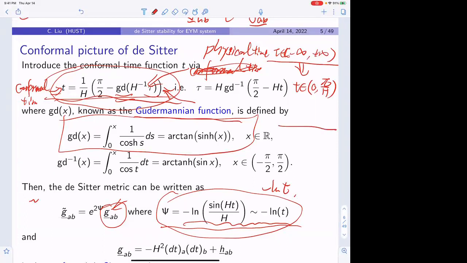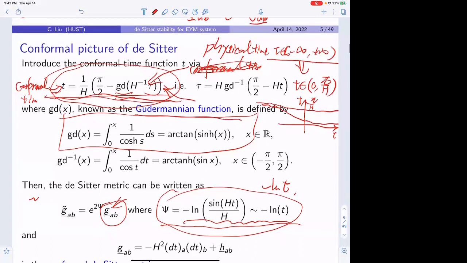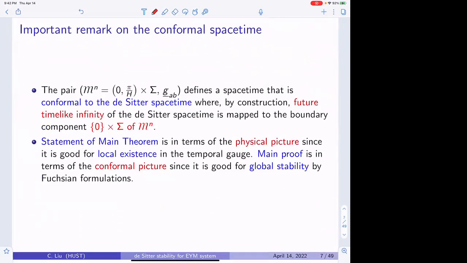If you draw a picture of this time transformation, this is t and this is tau. Your picture will be like this, and this line will be very close to h over pi. So this time transformation is a decreasing function. If your tau goes to positive infinity, then t goes to 0. That means your physical time goes to infinity, then your conformal time goes to 0. That means you map the future infinity to a zero surface, so you map the future timelike infinity to the boundary component like this one. Okay.